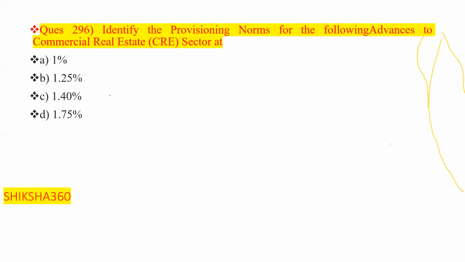Now move to the next question. Identify the provisioning norm for advances to the commercial real estate sector. Options are 1%, 1.25%, 1.40%, 1.75%. The correct answer here is 1%.